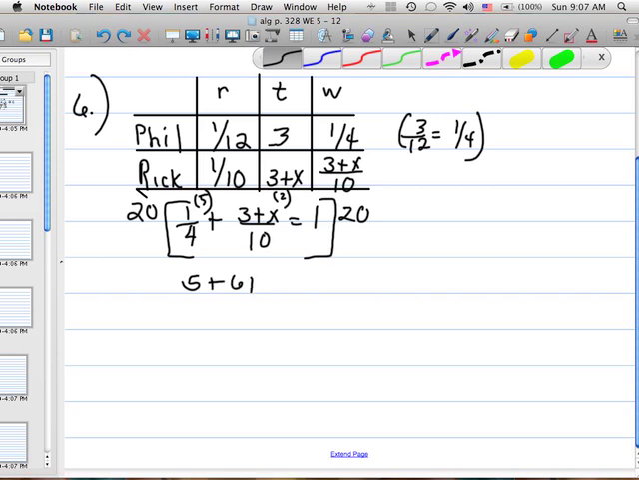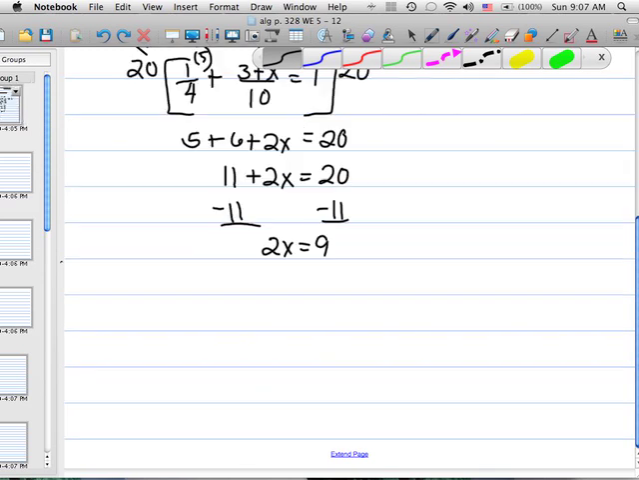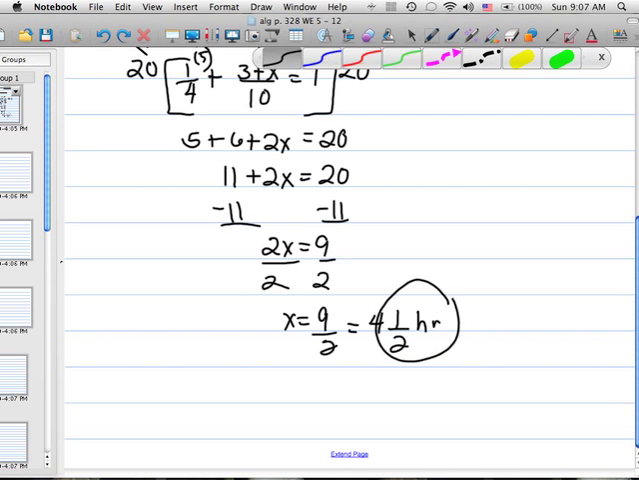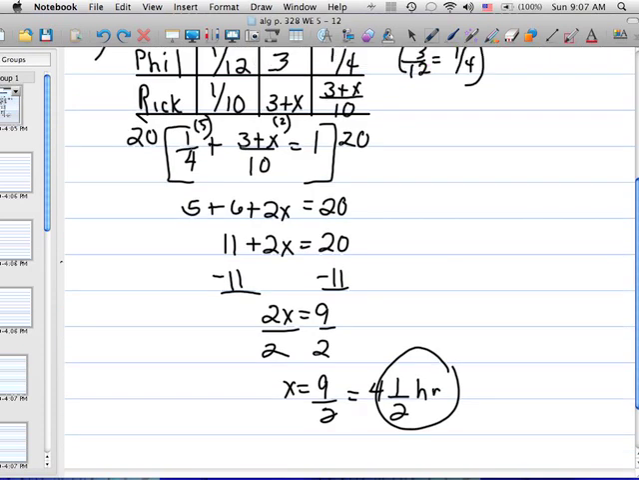4 goes into 20, so that's 5. 10 goes into 20, that's times 2, so that'd be plus 6 plus 2x. And 20 times 1 is 20. Collecting like terms, simplifying the left, we get 11 plus 2x equals 20. Subtract 11. 2x equals 9, 20 minus 11. Divide by 2, and x equals 9 halves, or 4.5 hours. It would take 4.5 hours for Rick to finish the rest of the job alone.